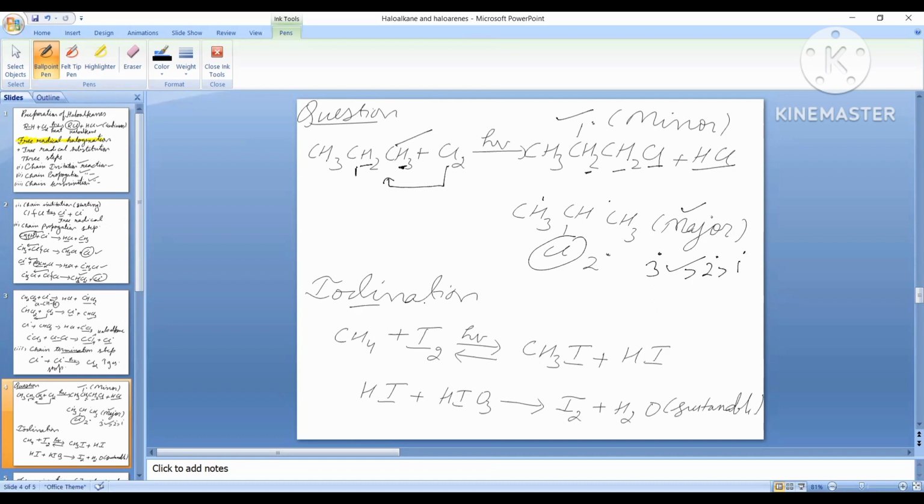In the case of iodination, if CH4 reacts with I2 in the presence of sunlight, the reaction will be reversible. CH3I is forming, but sometimes it again reacts to form the reactants. So in that case, you have to remove the HI. This HI reacts with HIO3 and forms I2 and H2O. That is the sustainable product.